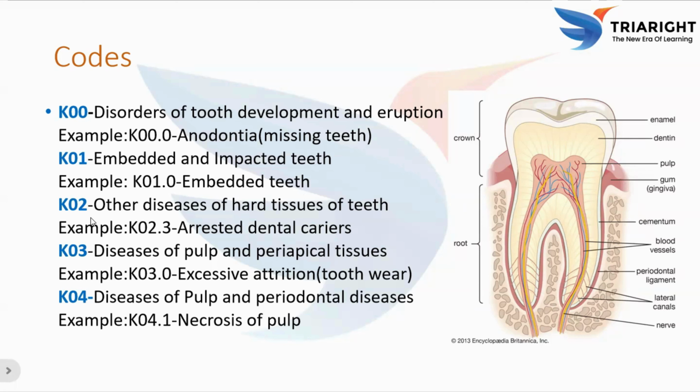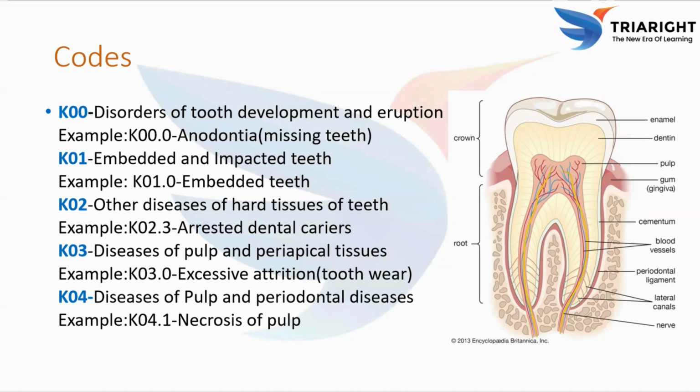Coming to K02, it's dental caries or other diseases of the hard tissues of teeth. Nothing but dental caries, arrested dental caries, and this code is classified again into K02.1, K02.2, K02.3, and there are many other codes related to the hard tissues of teeth. This range includes wear, erosion, and structural problems of the tooth surface which are not caused by decay. For example, arrested dental caries.